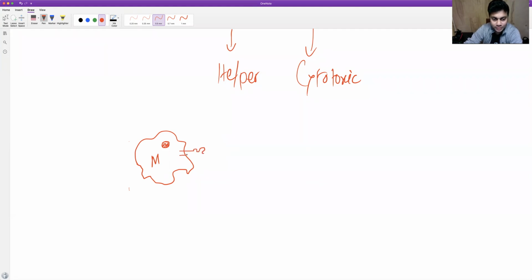All right, this MHC molecule is MHC class 2, and here on top of this MHC class 2, there will be a fragment of this antigen. And then our CD4 positive T helper cell will come and it will interact with this antigen that is presented by the MHC class 2.